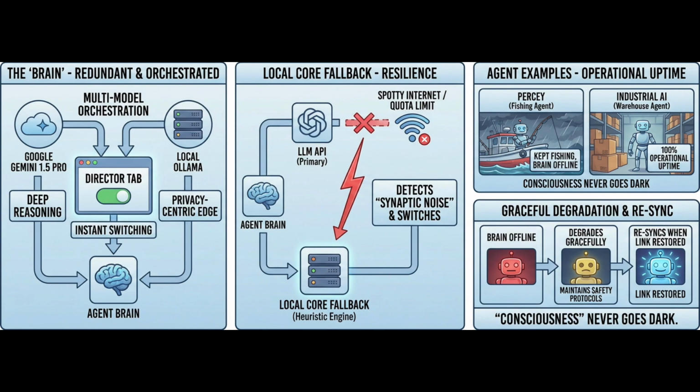We engineered a local core fallback. Imagine this agent is running in a remote facility with spotty internet. If the API quota hits its limit, or the Wi-Fi drops, the simulation doesn't crash. The system detects the synaptic noise and switches to a hard-coded heuristic engine. For Percy, this means he keeps fishing even if the brain is offline. For an industrial AI agent in a warehouse, this means 100% operational uptime. The consciousness never goes dark. It degrades gracefully, maintains safety protocols, and resyncs when the link is restored.